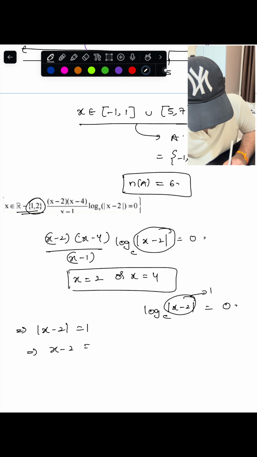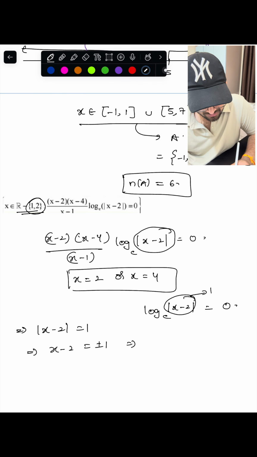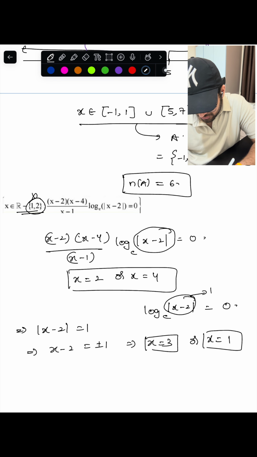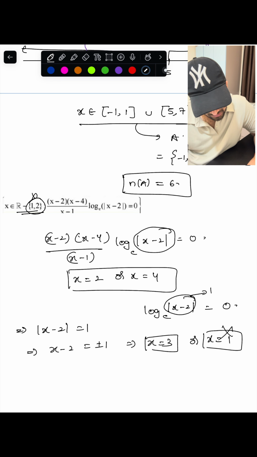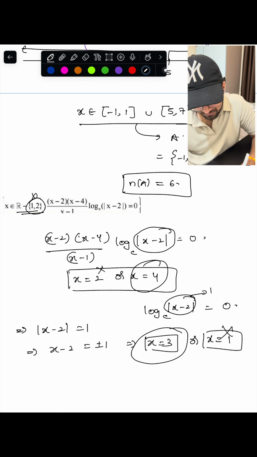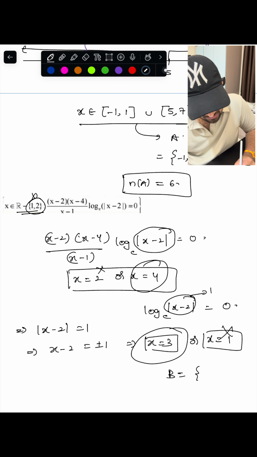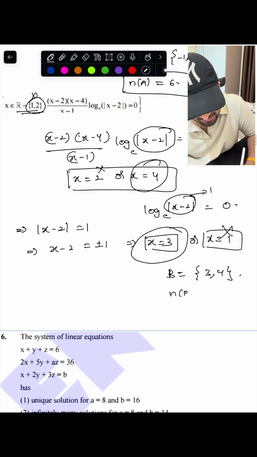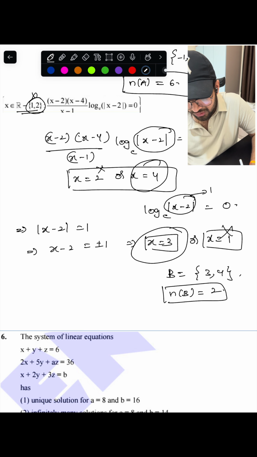Which will give x minus 2 equals plus or minus 1. So if I take plus 1, I will get x equals 3. If I take minus 1, I will get x equals 1. So you should not take 1 and 2 here as per the given data. 1 should be avoided, 2 should be avoided. How many are there? 3 and 4. So set B is having 3, 4. So number of elements in B is how many? 2.